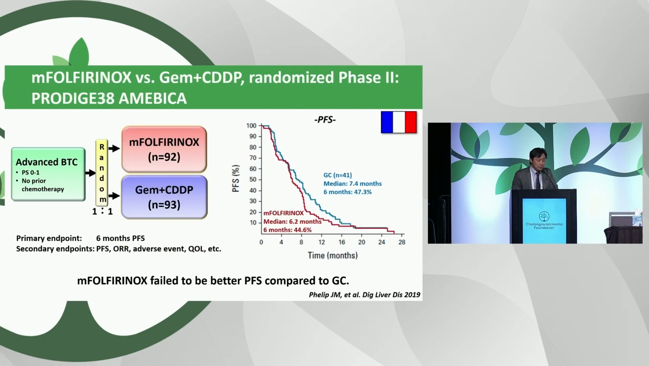From this slide, the next two trials are negative trials. First one is the Prodigy 38 and Amebica trial. This is a randomized phase 2 trial of modified FOLFIRINOX versus GEM-CIS. As you can see, the primary endpoint of progression-free survival was worse in the modified FOLFIRINOX arm. So modified FOLFIRINOX failed to show better progression-free survival compared to GEM-CIS.